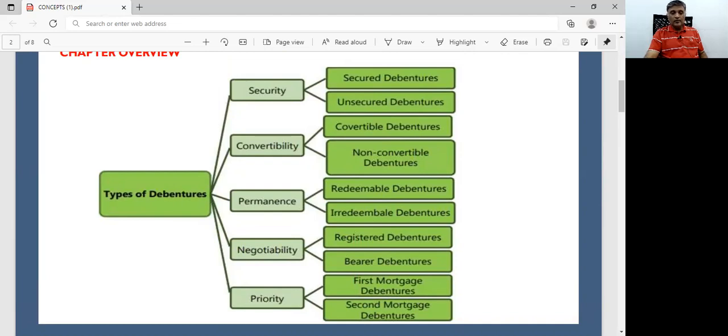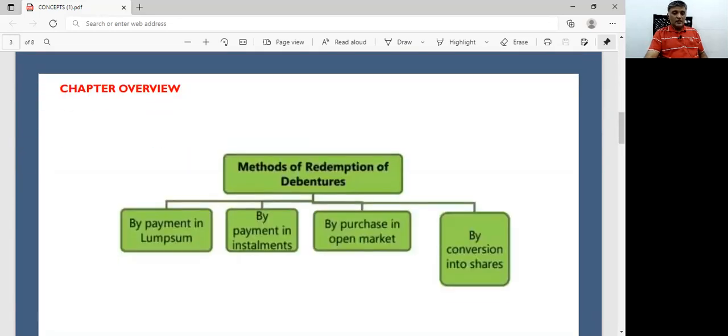Permanence: they are redeemable debentures as well as irredeemable debentures. Redeemable means you have to repay it back. Negotiability: they are called registered debentures as well as bearer debentures, which means you do not bear your name. Priority: first debentures and second debentures. This will happen during the liquidation of a company, as to which debenture holder should be paid first. Those holding the first debentures will get paid first, and the second debentures will be paid next.